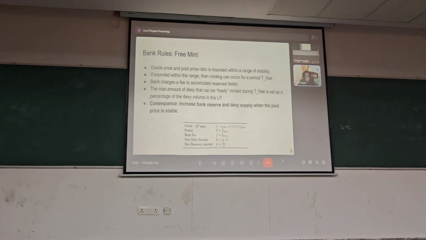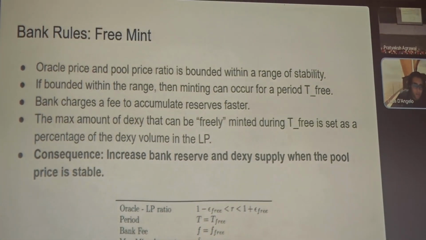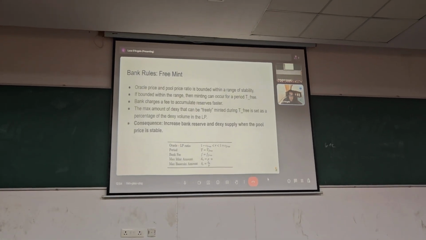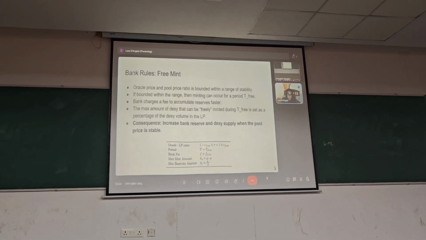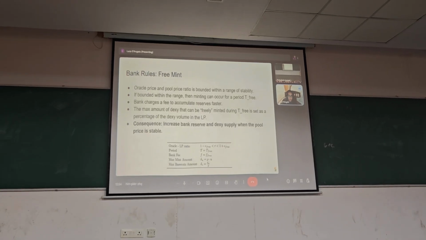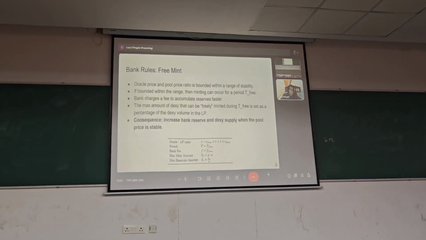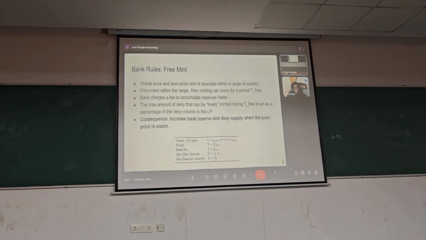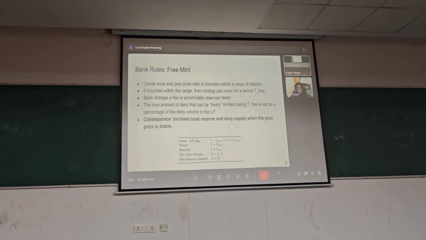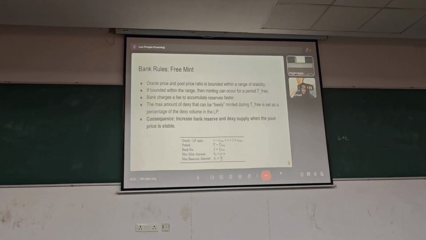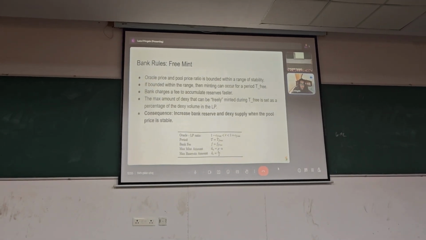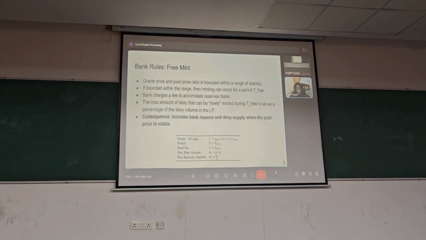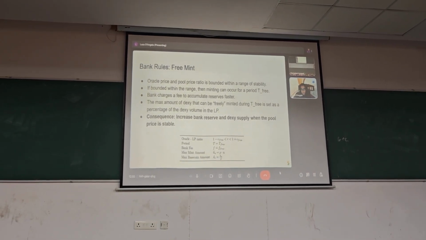And so unlike arbitrage mint, the amount of Dexy that's minted is bounded by the amount that's in the liquidity pool. So there's the bank reserves and Dexy's pool per table. And then in the maximum amount, your row just represents the fraction, like a percentage, of the volume in the liquidity pool.